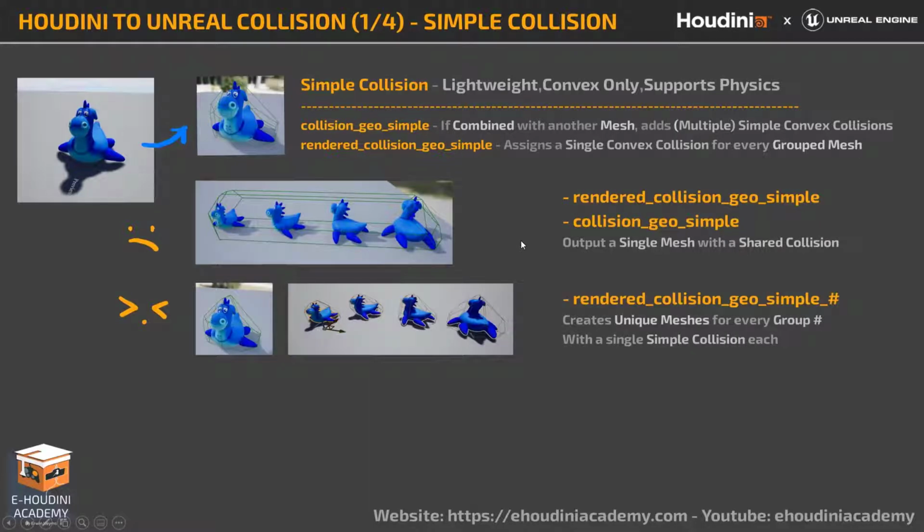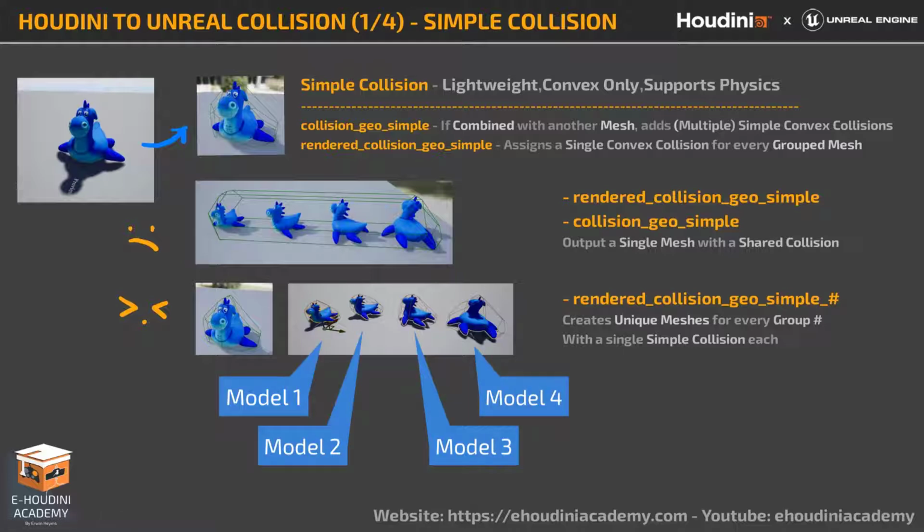Now we could actually split this up by splitting the groups into separate groups. If you use the rendered collision geo simple and add an underscore and then a number behind it, it will create separate model outputs for every single collision that you're assigning. Every single model will have its own collision, so they won't be combined like up here, but they will be output as separate models altogether. That just means we're generating, I don't know how many models for our scene, which is not good either, right?